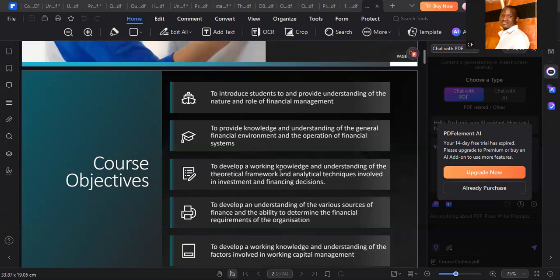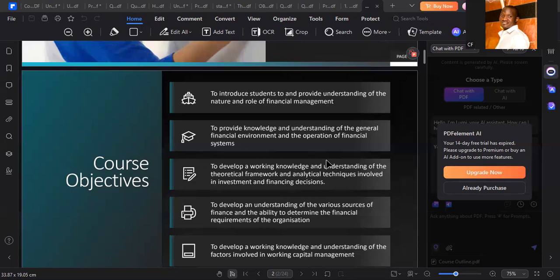In this course, we'll also develop a knowledge and understanding of the theoretical framework, the techniques that are involved in investing decisions. All right. Capital budgeting, what decisions are involved. We should also be able to understand the sources of finance and the ability to determine the financial requirements. If a company has no consistent cash inflows, what kind of debt, what kind of instrument would they need? Would it be equity or capital financing?